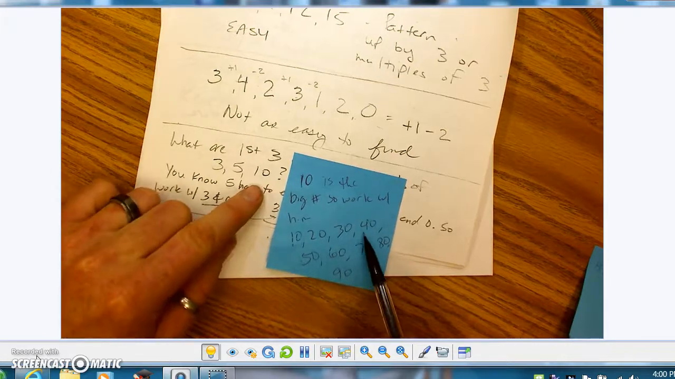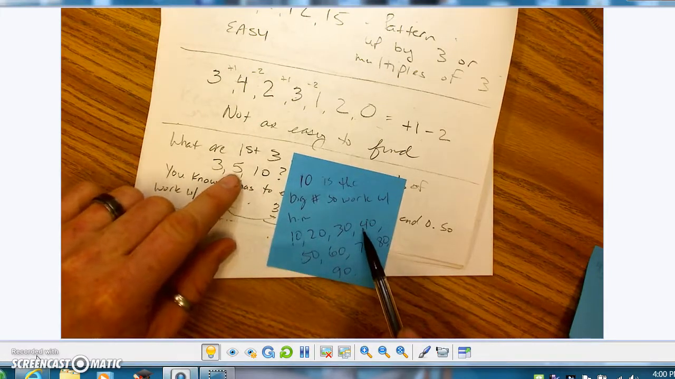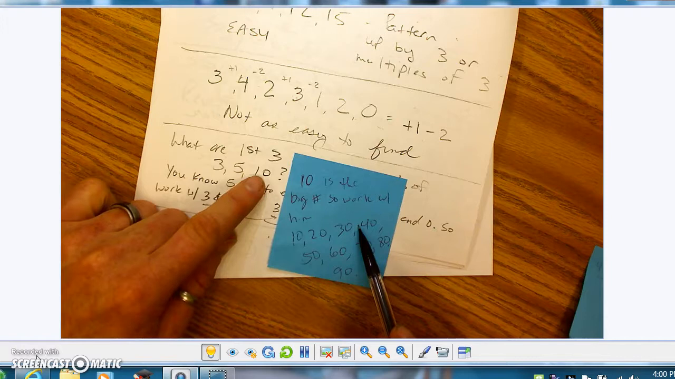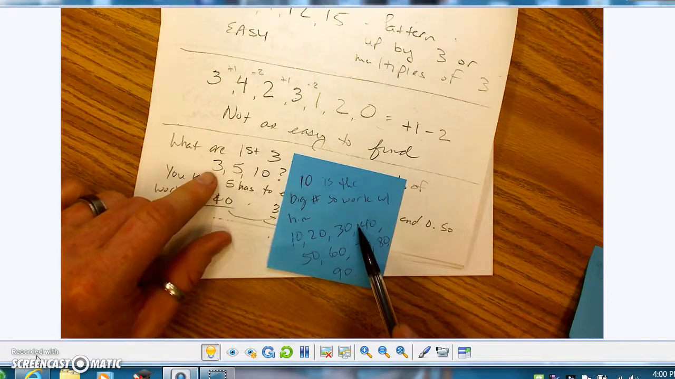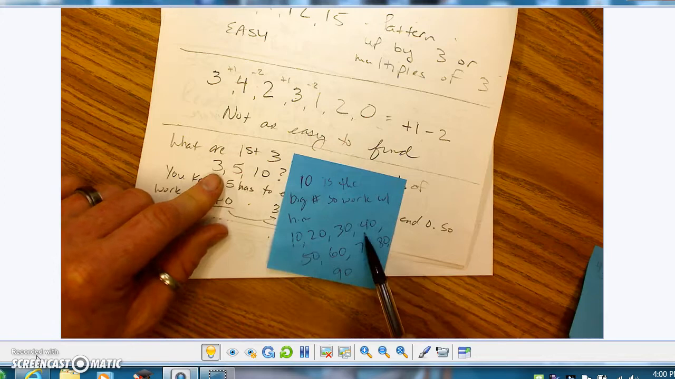I know 10 can go into those. I know 5 can go into it because 5 can go into any number that's a 10. So really, I only have to focus on the 3. That's what I was originally meaning. So now just focus on your 3. Which of these numbers can the 3 go into?